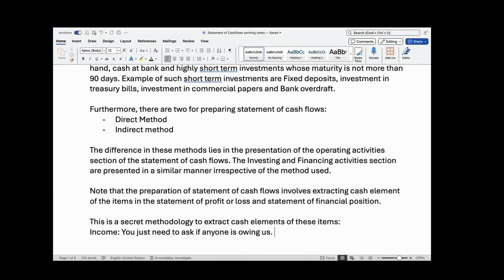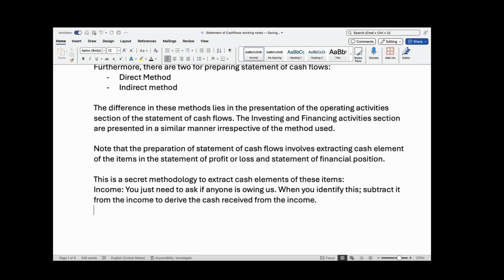But if, let's say, you're able to identify that you had receivables of 20 for that year, that means 20 is owing you. That means out of that 100, you have only received 80. So when you identify this, subtract it from the income to derive the cash received from the income. And that's the cash element from that income.